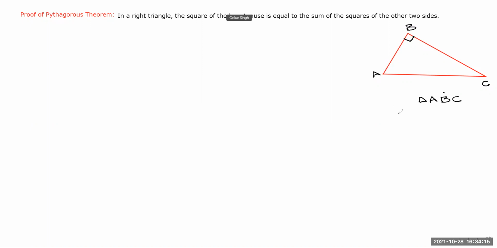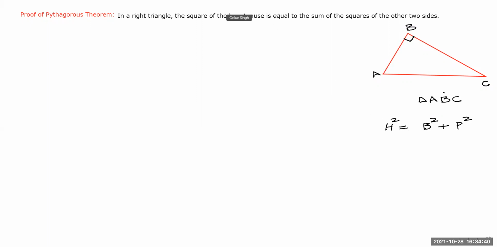So obviously, students, we know for a right angle triangle, according to Pythagoras theorem, hypotenuse square is equal to base square plus perpendicular square. So we want to prove it. We can prove this theorem based upon the theorem which we learned yesterday.